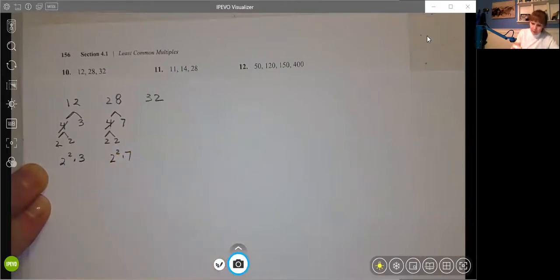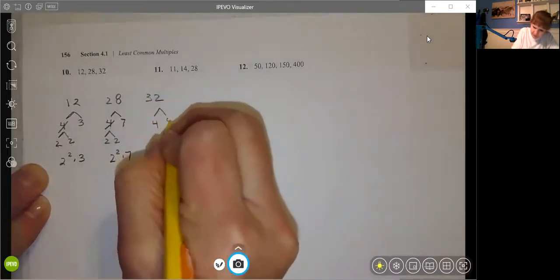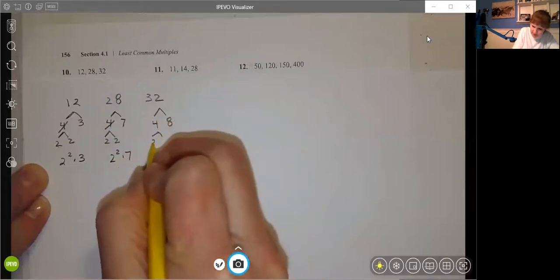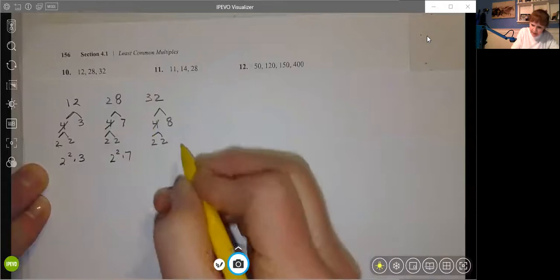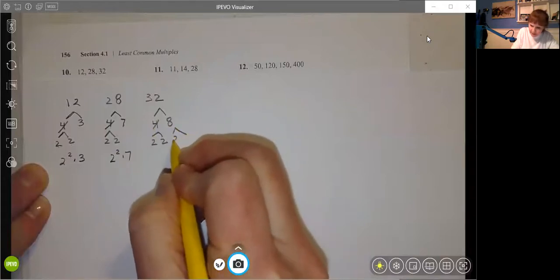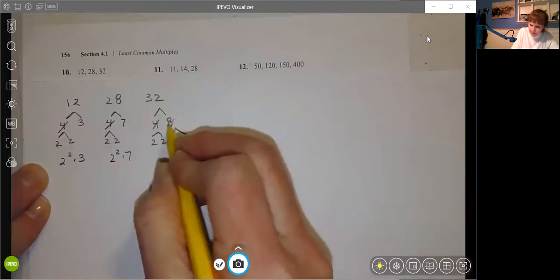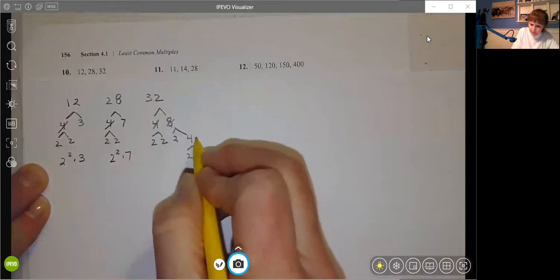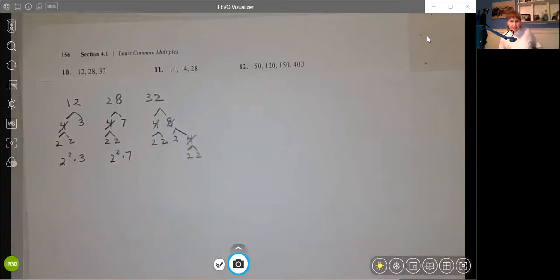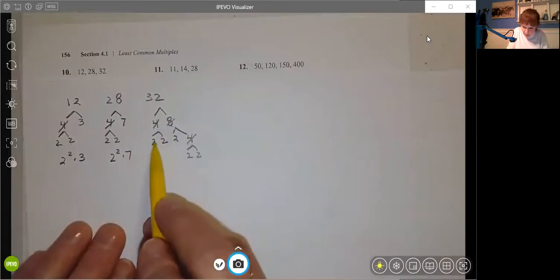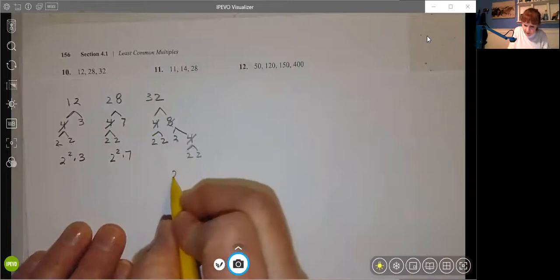Let's look at the 32. 2 numbers multiplied together. You could use 16 times 2. I want to use 8 and 4. 4 times 8. 2 times 2. That one's done. 8 is 2 times 4. And the 4 is 2 times 2. Wow, look at all those 2's for 32. So this last 32 is 1, 2, 3, 4, 5, 2 to the 5th.